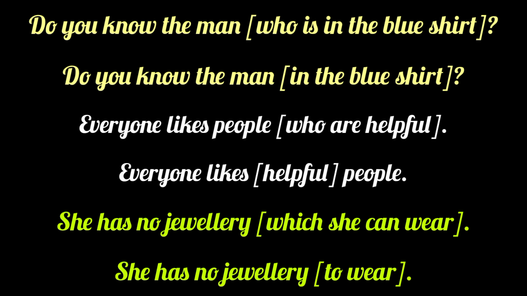In the second example, everyone likes people who are helpful. "Who are helpful" is the adjective clause describing the noun "people". In the following sentence, everyone likes helpful people. "Helpful" is an adjective describing the noun "people" in the same way. In the last example, the adjective clause "which she can wear", describing the noun "jewelry", is replaced by the infinitive "to wear". So an infinitive can also replace an adjective clause in the sentence.